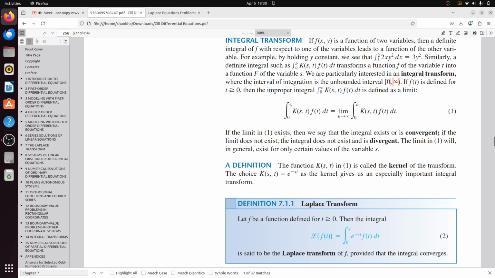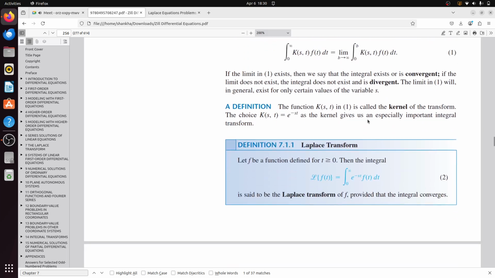If the limit 1 exists, we say that the integral exists or is convergent. If the limit does not exist, the integral does not exist and is divergent. The limit 1 will in general exist for only certain values of variable s. So that parameter s, this driver variable, will decide whether the integral converges or not.